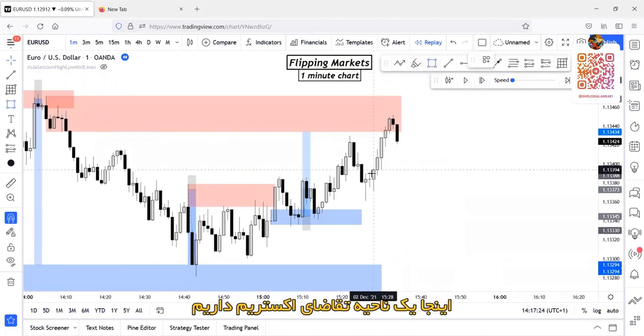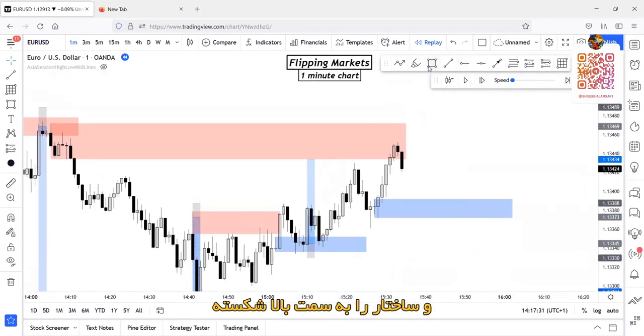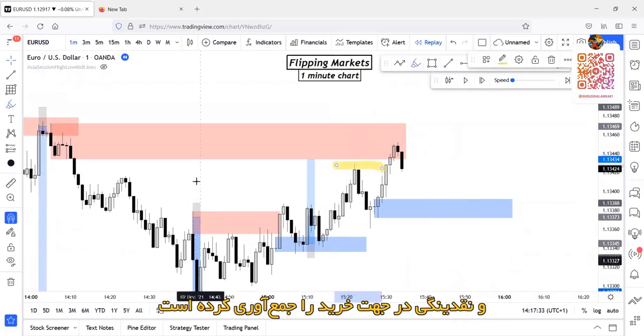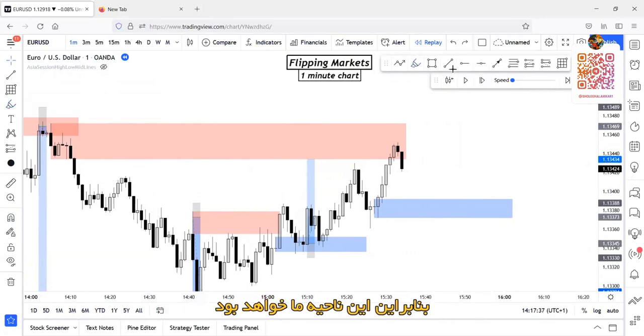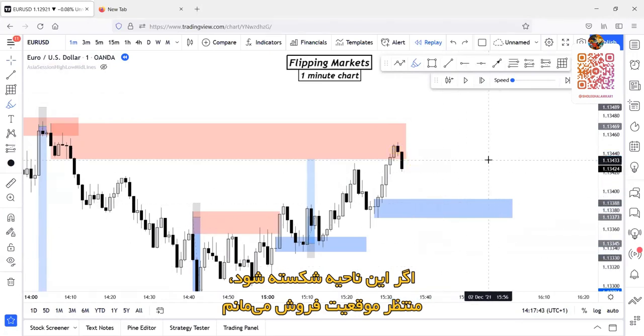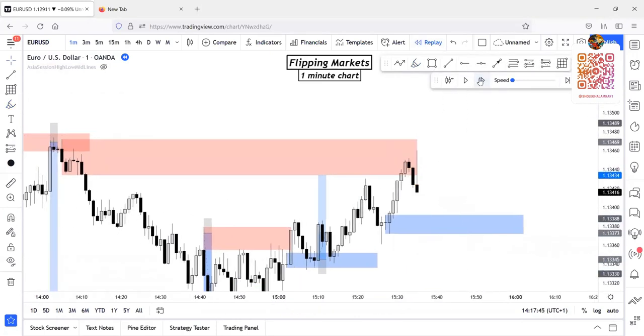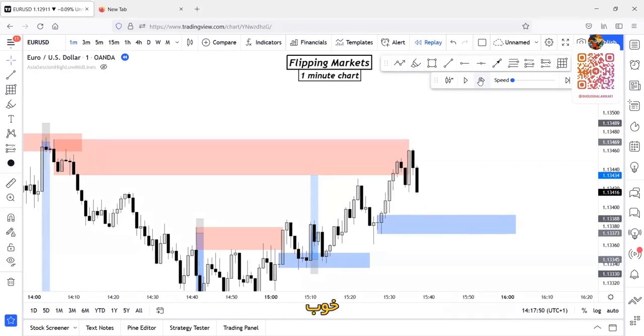Actually, we have this extreme demand zone right here that caused the top of the supply zone and broke structure to the upside and collected liquidity from the buy side here. So this will be our zone. If this zone breaks, I will wait for a short trade. Okay.